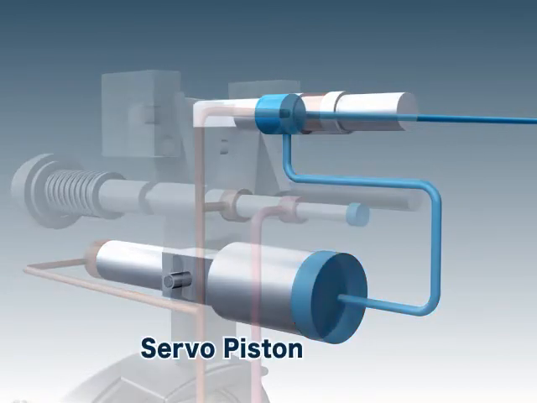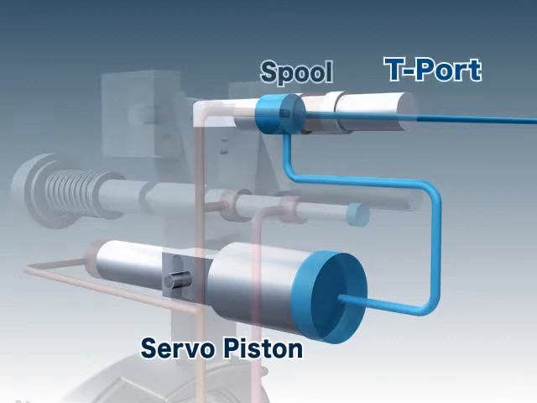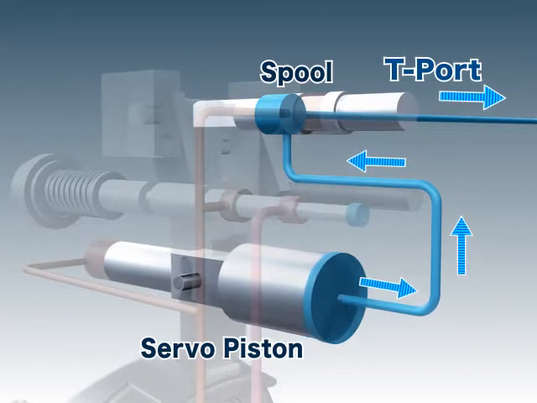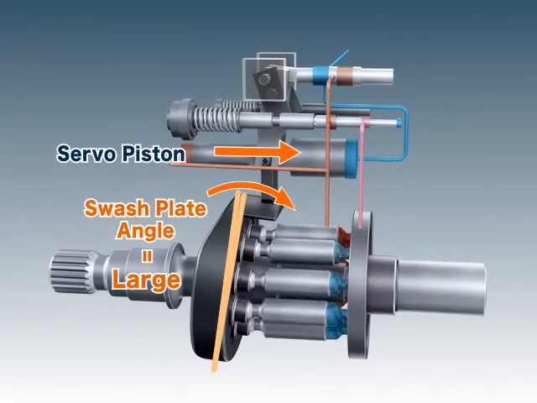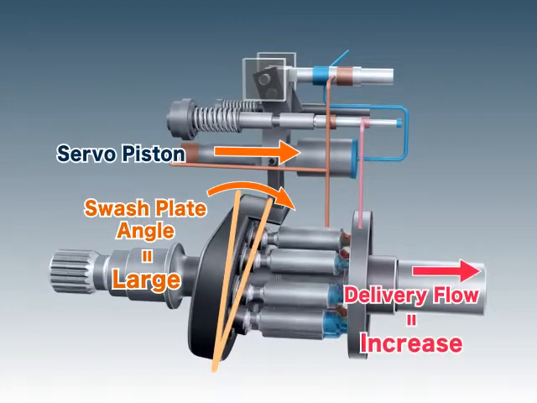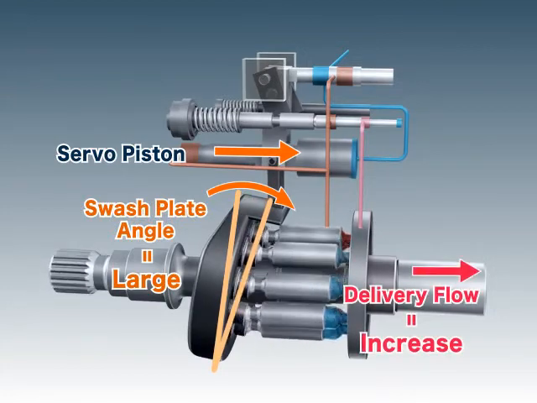As a result, the pressure within the larger side of the servo piston is released through the tank port, which then moves the servo piston. As the servo piston moves, the inclination of the swash plate increases, increasing the delivery flow.